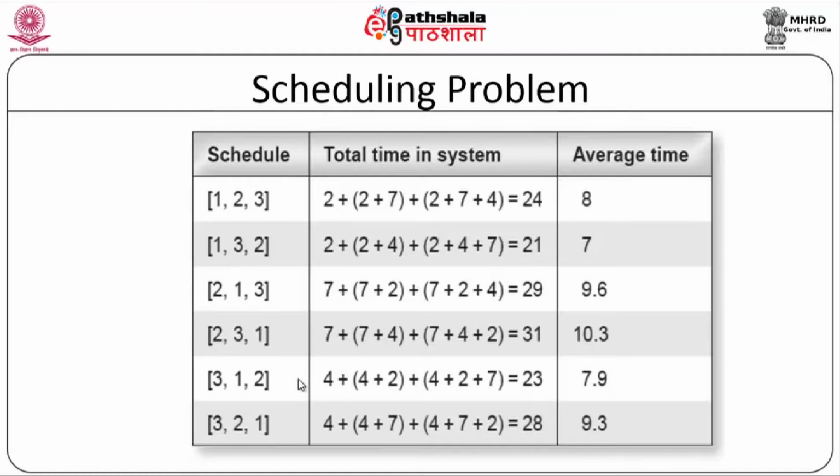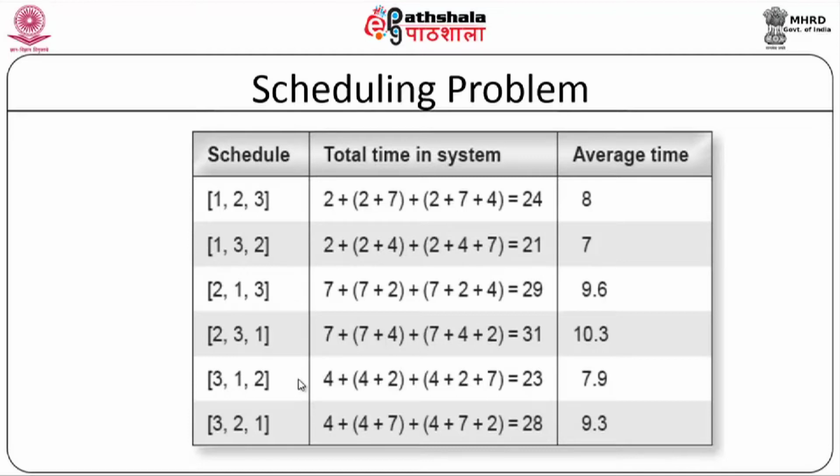This 24 is arrived at by taking into account not only the running time, but also the waiting time. The turnaround time is nothing but the total time divided by the number of jobs. So, it is 24 by 3, which is going to be 8. Similarly, you can also calculate the turnaround time for the other schedules.